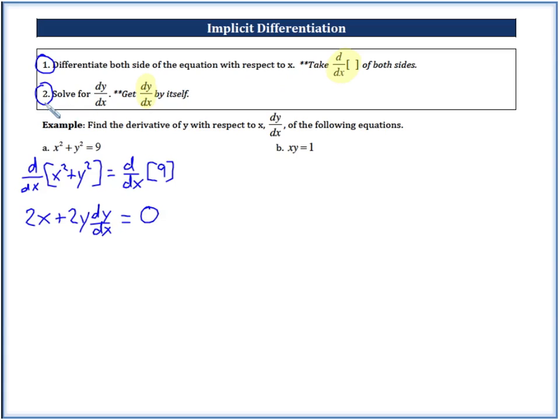The next part is all algebra, solving for dy over dx. So that's what it means to find the derivative. So we really want to focus on this guy right here. We need to get this by itself. So now we just use algebra. So we're going to subtract 2x.